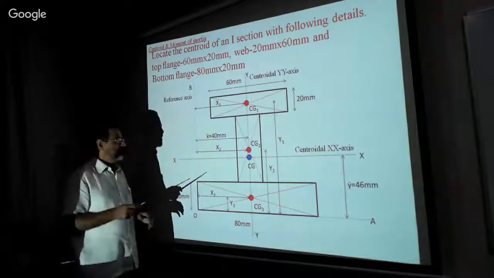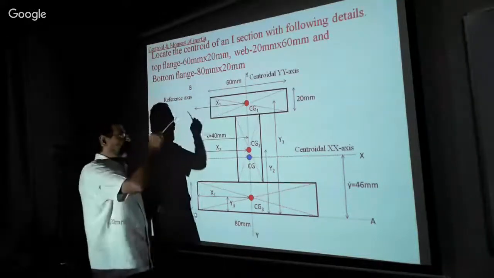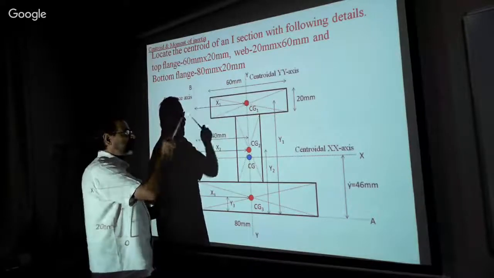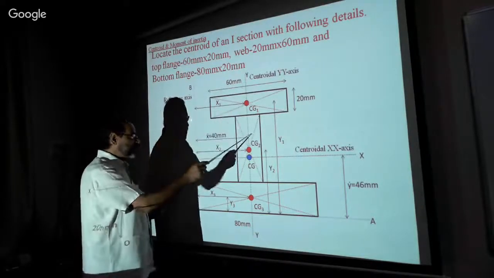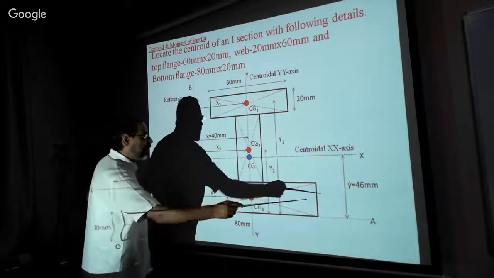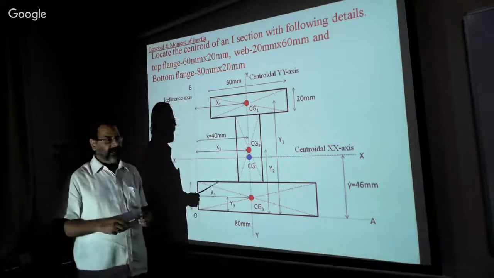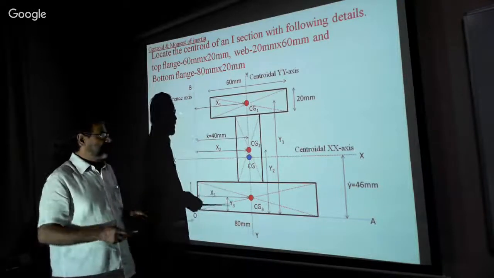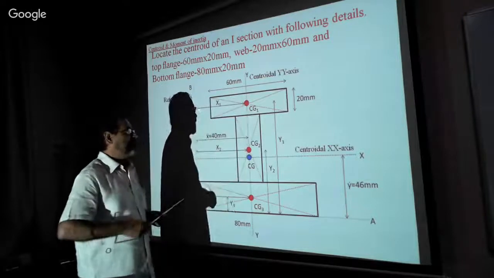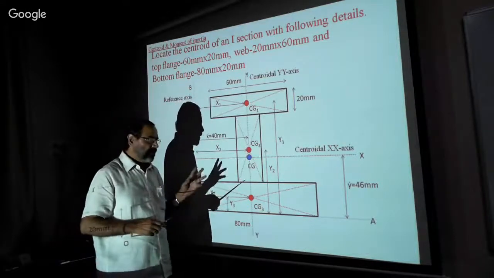Similarly, we have X bar, Y bar for section 1, X bar, Y bar for section 2, and X bar, Y bar for section 3. And similarly, the entire section has X bar and Y bar. Now, please note this.